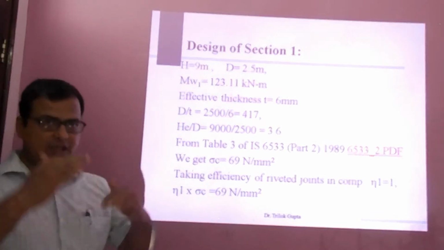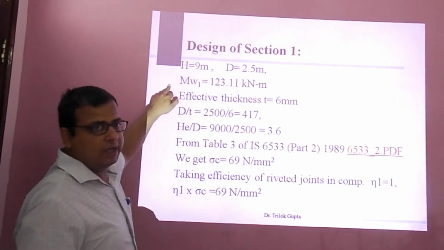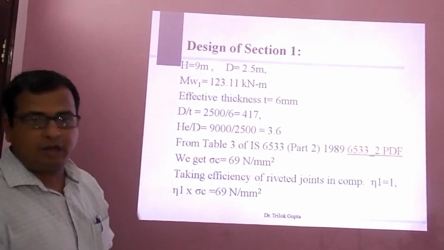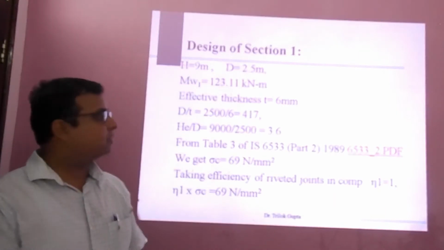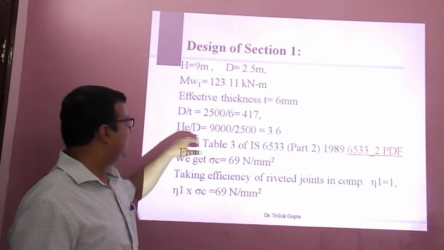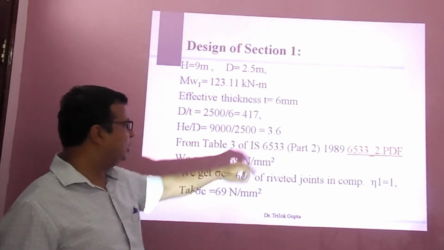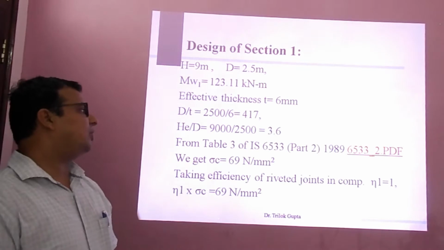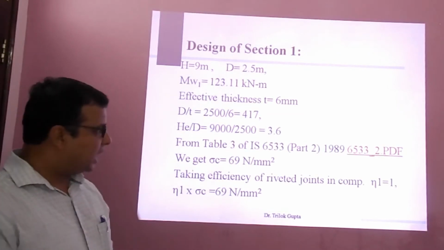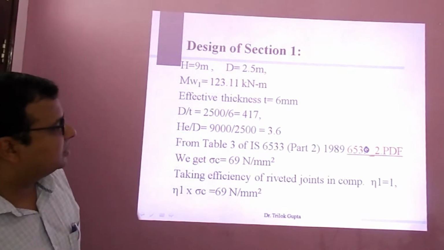So height of section is 9 meter and diameter is 2.5 meter. And we have already calculated moment at section 11, that is 123.11 kilonewton meter, and effective thickness we have taken 6 mm. So D upon T will be 417 and this HE upon D, height upon diameter, is 3.6, and from table 3 of IS 6533 part 2 1989 we have to calculate the compressive stresses.